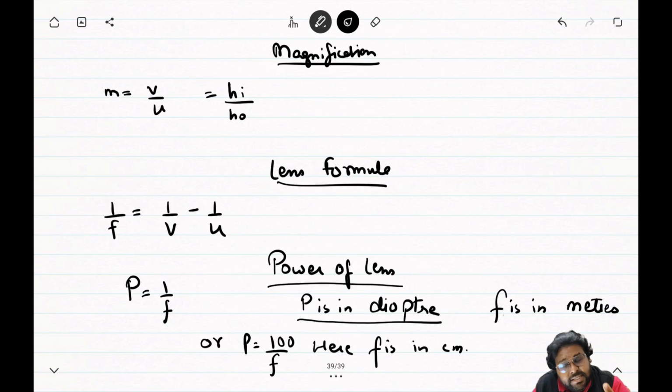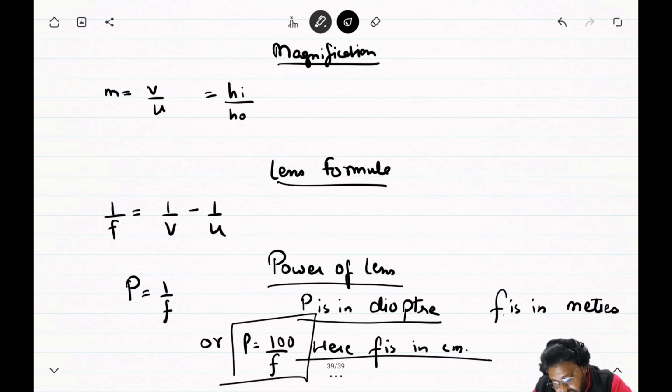So 1 diopter is the power of a lens when the focal length is expressed in meters and is the reciprocal of this focal length. And when the focal length is given in centimeters, we convert it into meters and we get P equals 100 upon F when F is in centimeters. So make sure to convert it into meters, or if you are using centimeters, it should be 100 upon F in centimeters.